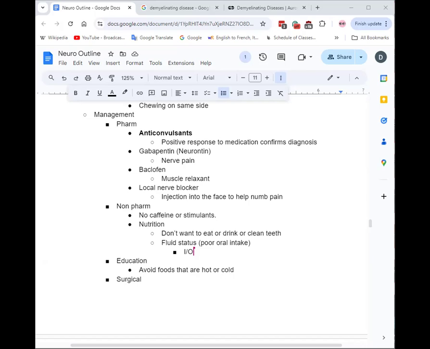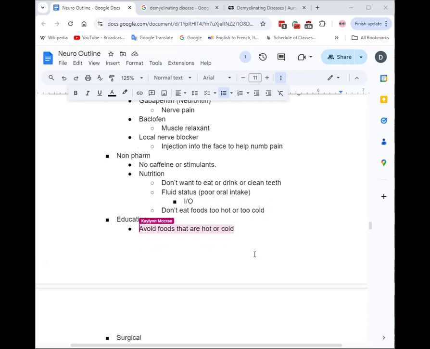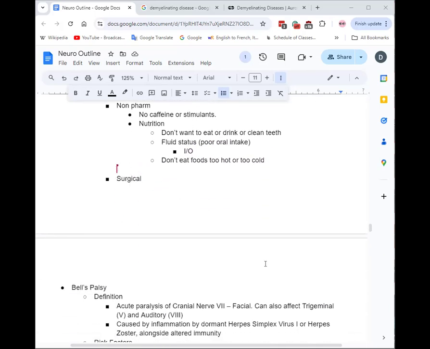Is there anything else? Okay. Wait. Don't eat foods too hot or too cold. There we go. Oh, it's right here. I'll just take this part out because it's right there. Okay. That's it for the non-pharm.